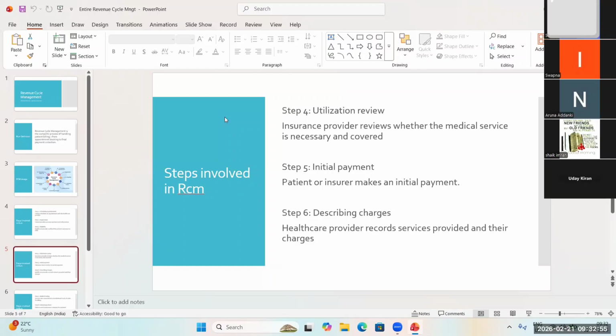And the fifth step is initial payment. I mean, the patient or insurer makes an initial payment. This comes under a rare scenario. Why? Because sometimes insurance won't cover all the expenses, so the patient needs to pay some amount initially. After that, we will be able to know whether it is co-pay, co-insurance, or deductible.